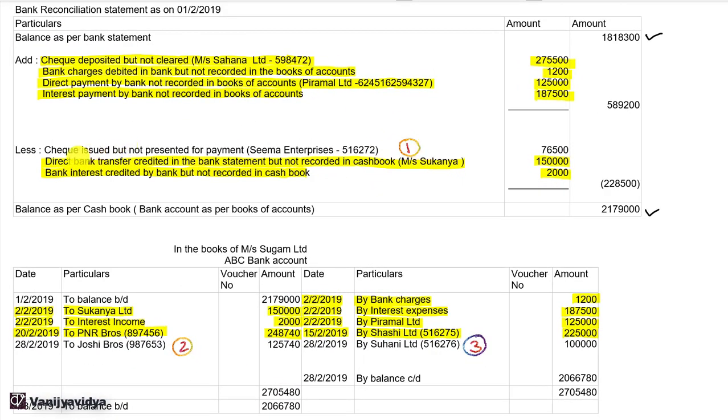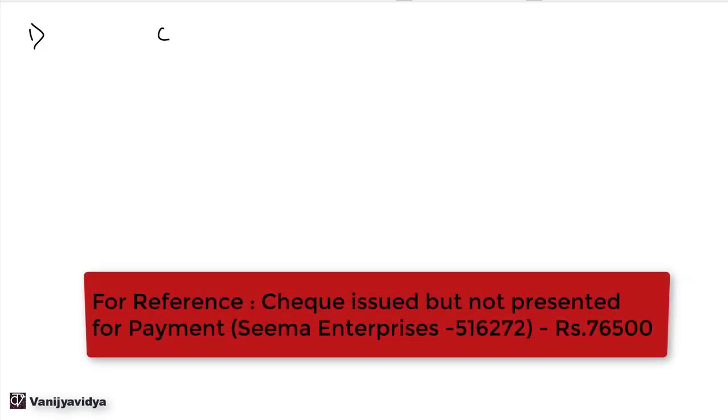First is check issued but not presented for payment, Seema Enterprises. Check number is 516272. Amount is 76,500. Let's prepare a working note for this. So we have a cash book and passbook. Let's assume the balance as 1 lakh debit as per cash book, 1 lakh credit as per passbook.